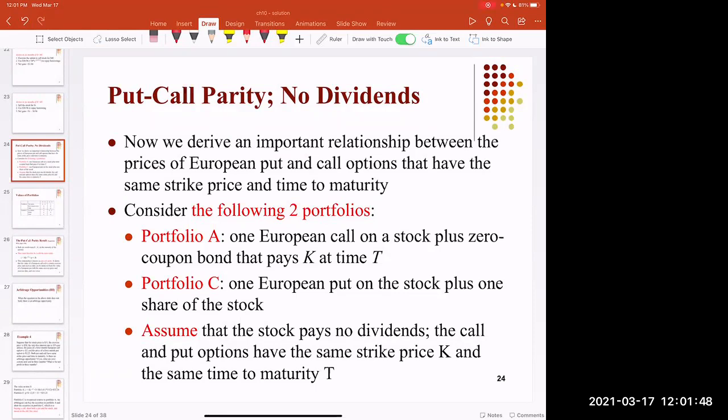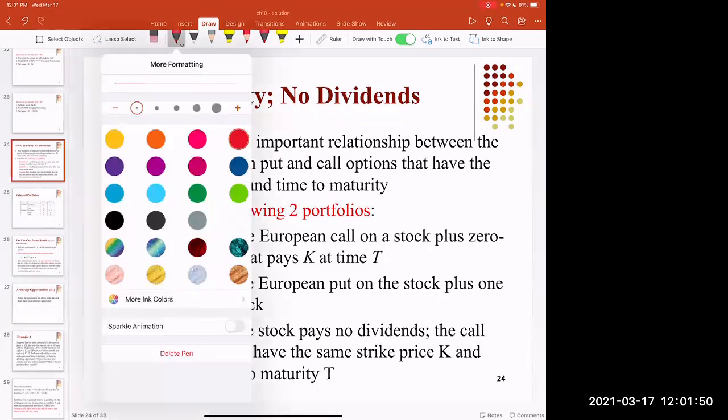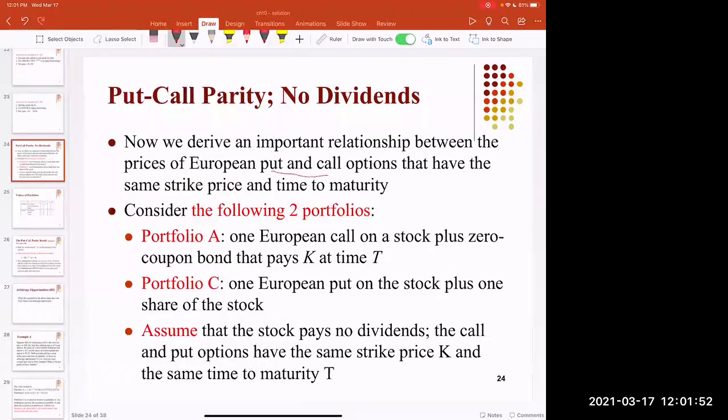So we have an assumption for put-call parity, which is what? The put and the call must have the same strike price and the time to maturity. So K and T would be the same for the call and the put. Okay, so that's the assumption. And then we consider the following two portfolios. We call them portfolio A and portfolio C. Why A and C? You can use different names, for example, A and B, that's fine.